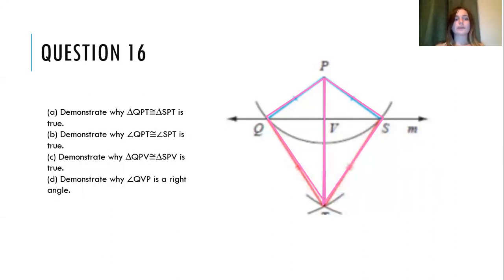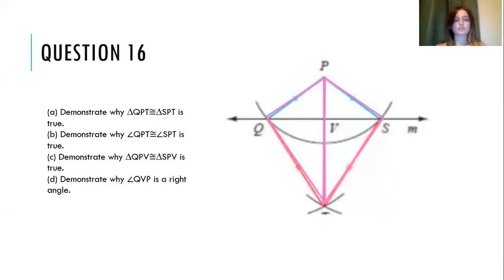And for part B, we have to demonstrate why angles QPT and SPT are congruent. We could use this same logic. If we folded those angles together, they would be exactly the same.